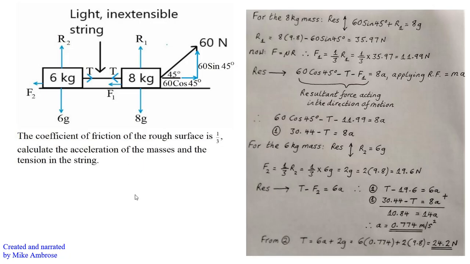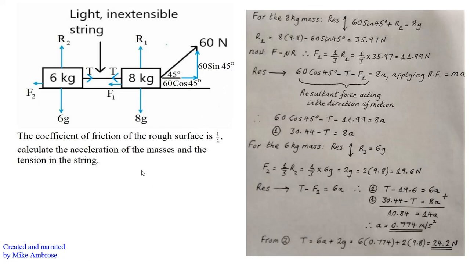This problem is concerned with two masses, an 8 kilogram mass and a 6 kilogram mass, initially at rest on a rough horizontal surface. The coefficient of friction of the rough surface is 1/3, and the two masses are connected by a light inextensible string, which means that this string has no weight and will not stretch when there is tension in the string, which will be caused by the motion of the two particles acted upon by a force of 60 newtons at an angle of 45 degrees to the horizontal.